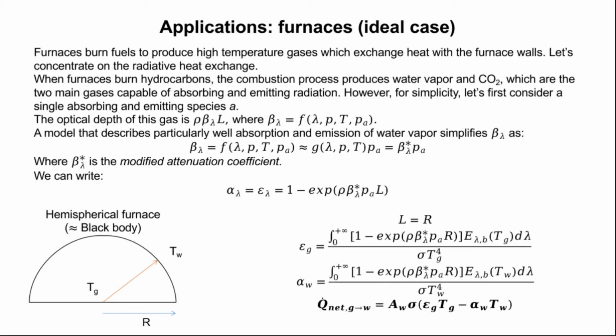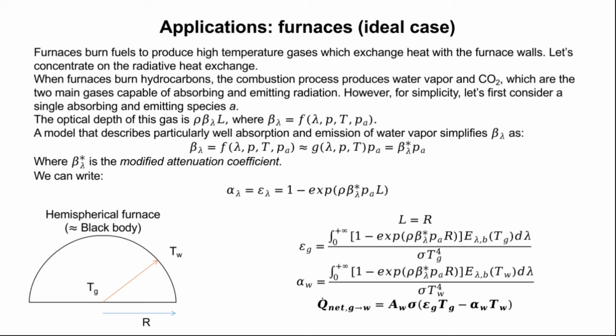For our ideal case, let's consider a hemispherical furnace, with its wall capable of absorbing all the radiation coming from the gas. The wall of the furnace then can be approximated to a black body. By the way, usually this black body approximation can be applied to the walls of real furnaces too, as their walls are usually highly oxidized and have very high absorptivities. For such geometry, the characteristic length L is the radius of the hemisphere, and we can use it to calculate the hemispherical total emissivity of the gas and the hemispherical total absorptivity of the wall.